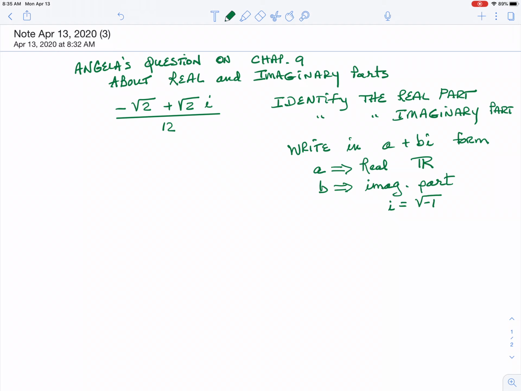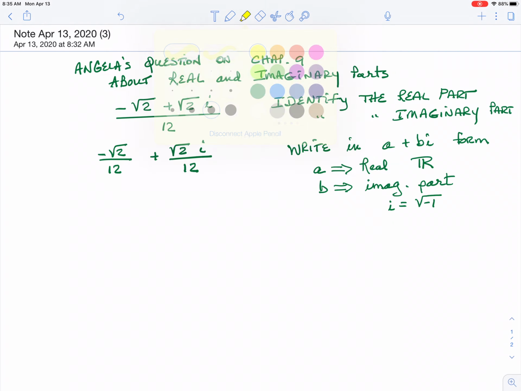So what I'm going to do with this is take each part and write it over 12. You're allowed to do that, as long as you keep the same denominator in each fraction. This first expression, where it's all written over one denominator, is equivalent to, so I'll put my equals mark in there, this second expression where I've simply pulled it apart into two pieces. And of course this is going to be the real part, and this is going to be the imaginary part.